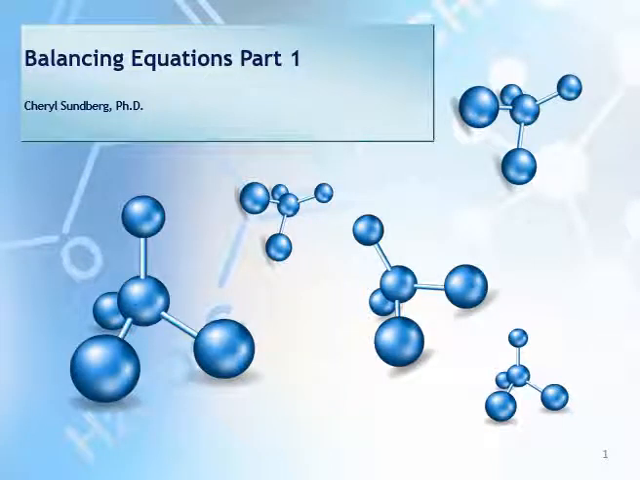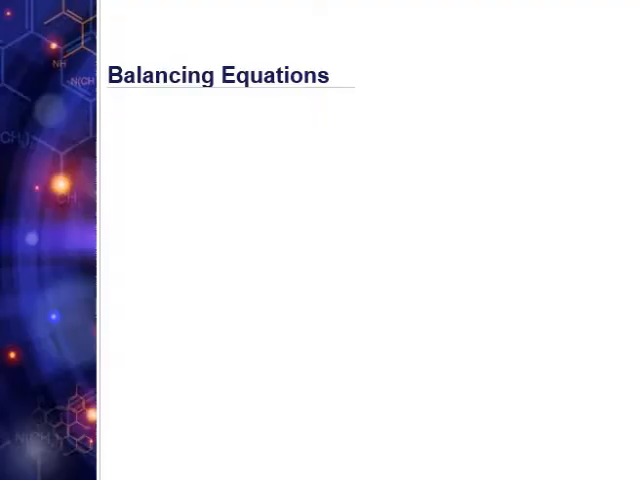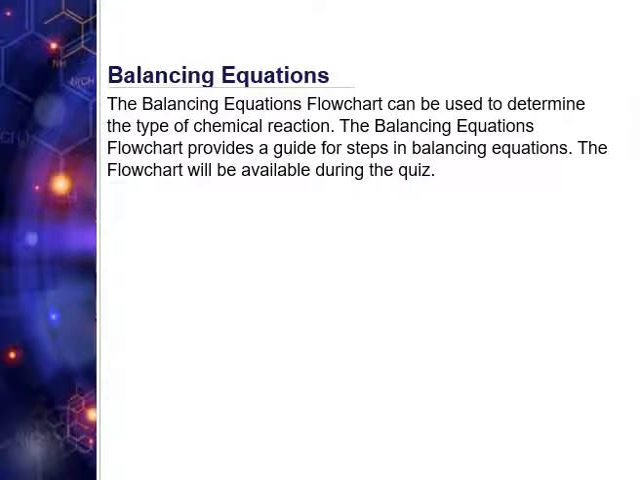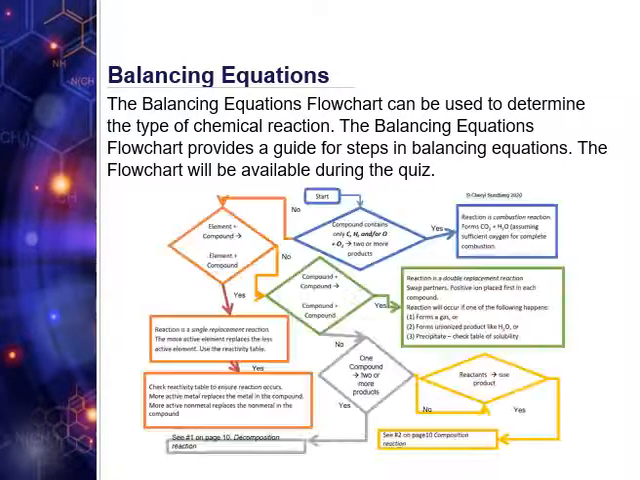Balancing Equations, Part 1. The balancing equations flowchart can be used to determine the type of chemical reaction. Usually, this is the first step in determining how to balance the equation. The balancing equations flowchart provides a guide for steps in balancing equations. The flowchart will be available during the quiz.